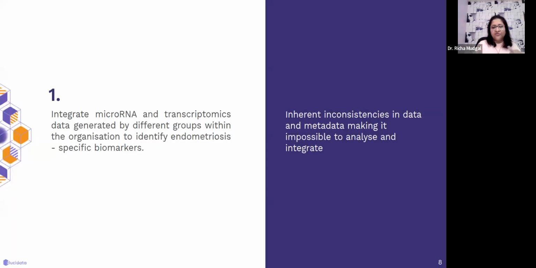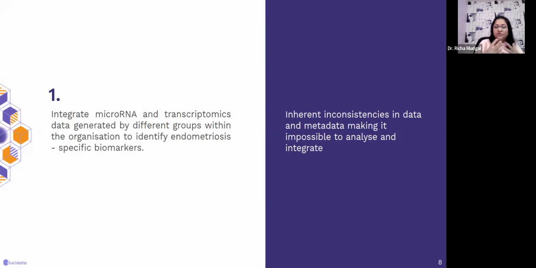So what I will try to do now is, in doing what they wanted to do, help them identify what's really the key pain point for their analysis, and then help them overcome those pain points. The first thing they wanted to do was leverage the in-house generated microRNA, transcriptomics and mutational information that they had created, to identify some biomarkers.